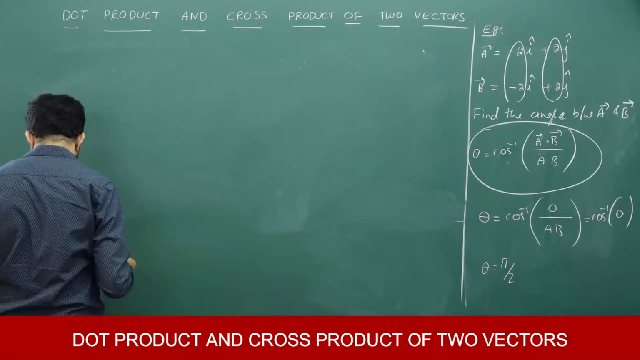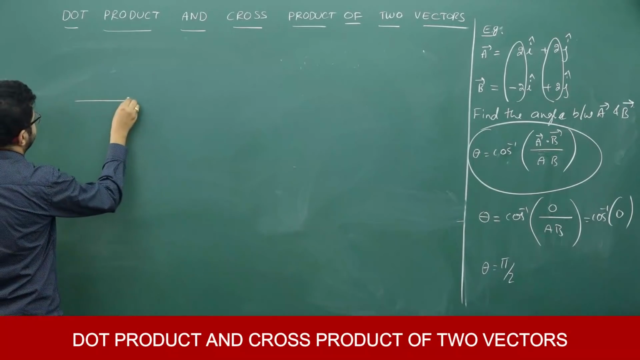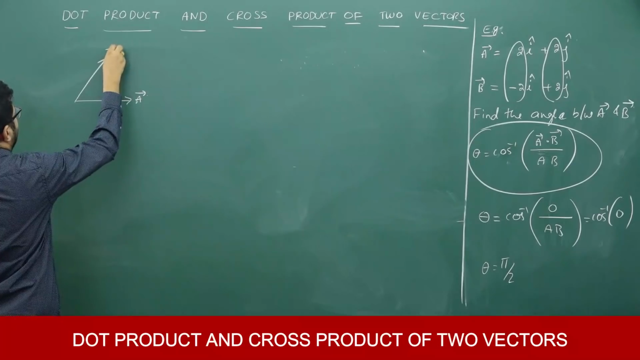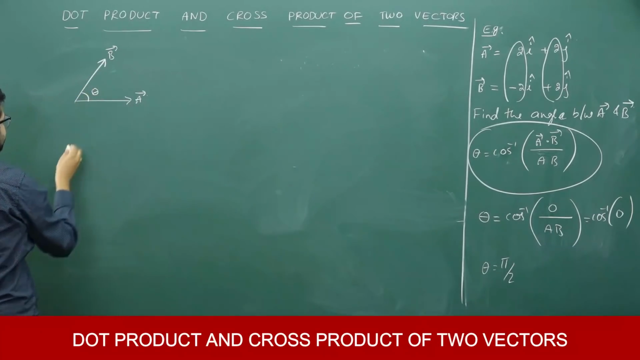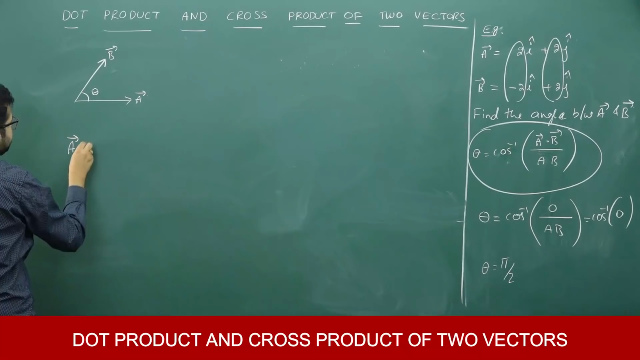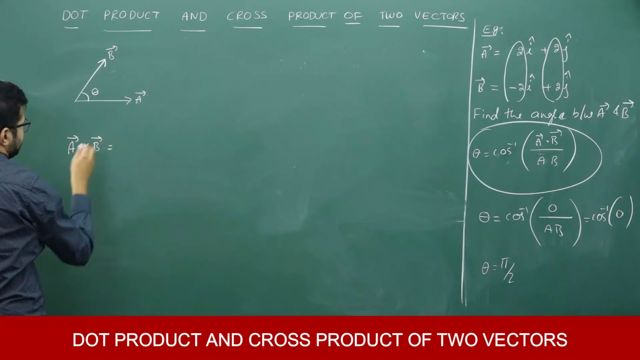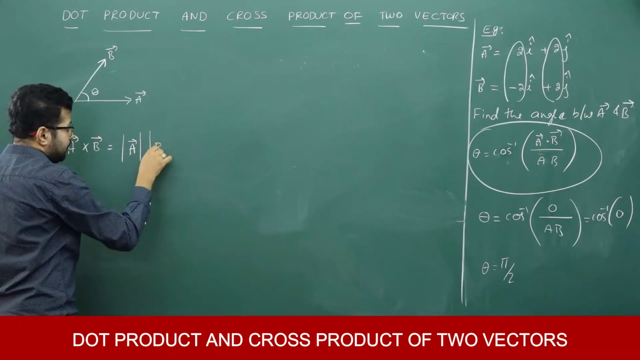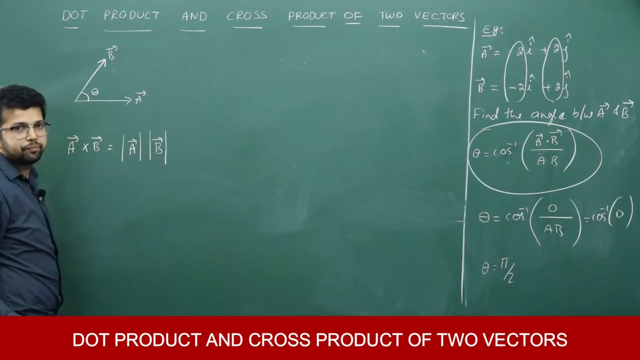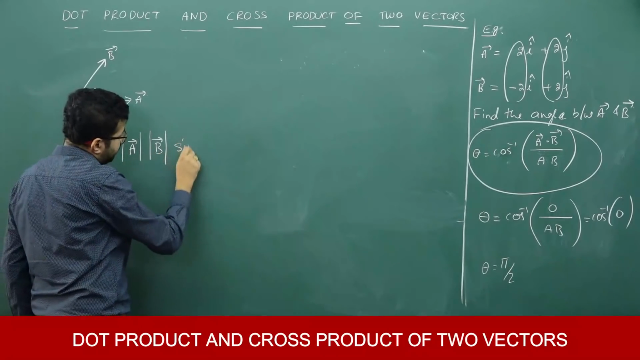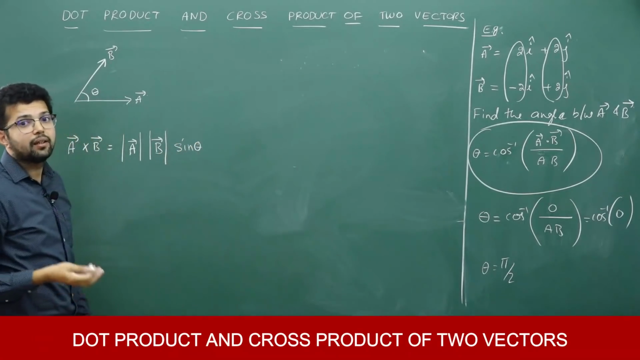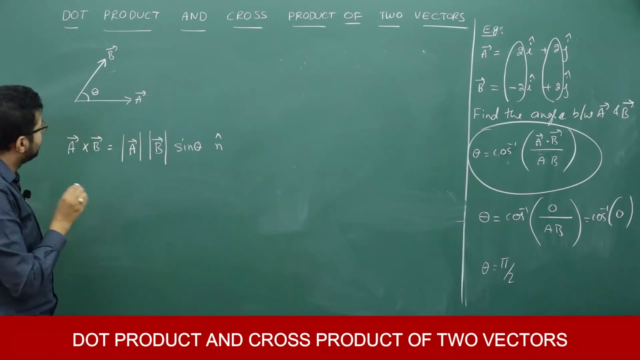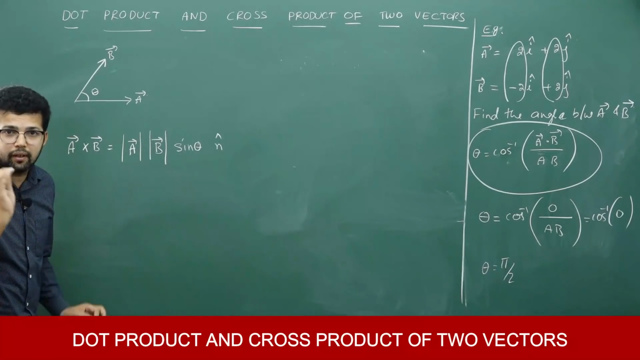If we have two vectors A and B, vector A, this is vector B, and the angle between vector A and B is theta. Then A cross B is equal to, what is A cross B equal to? The magnitude of vector A times the magnitude of vector B times the sine of the angle theta between A and B, times n cap. What is theta here? Theta here is the angle between vector A and vector B.